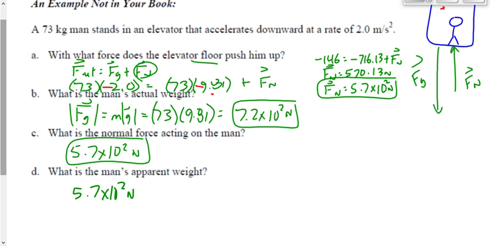So look at this. He weighs 7.2. He feels like he weighs 5.7. So he feels lighter than he really is, right? Why? Because he's accelerating downward. You ever in an elevator? The elevator starts dropping, and you feel like your stomach is going into your throat. You feel lighter as it accelerates downward. Yep.